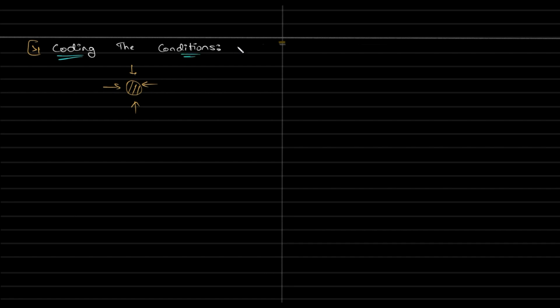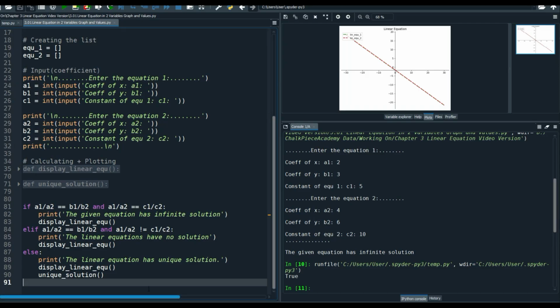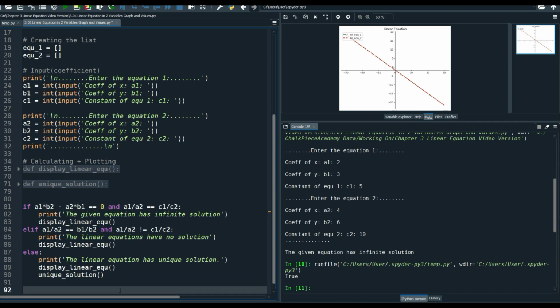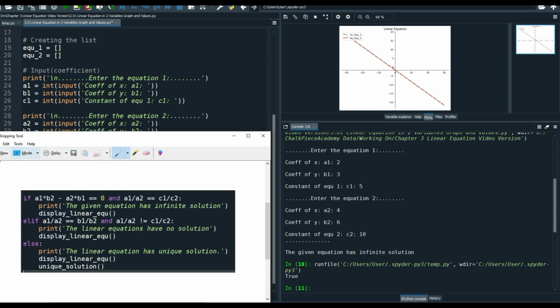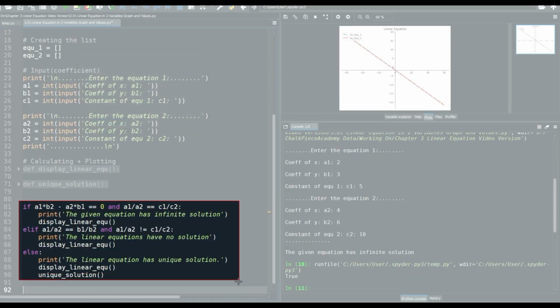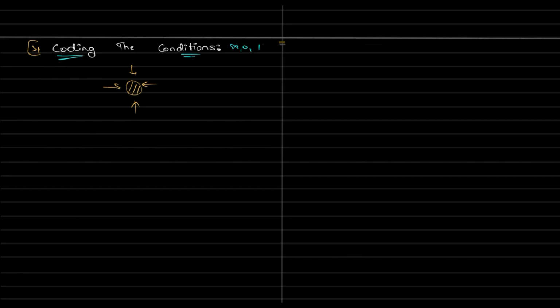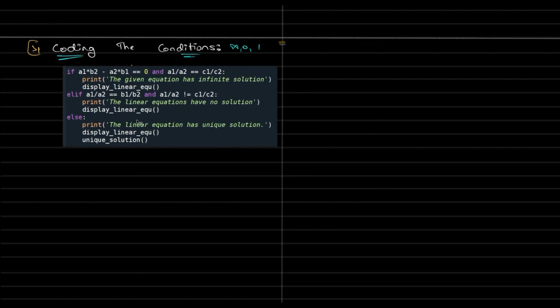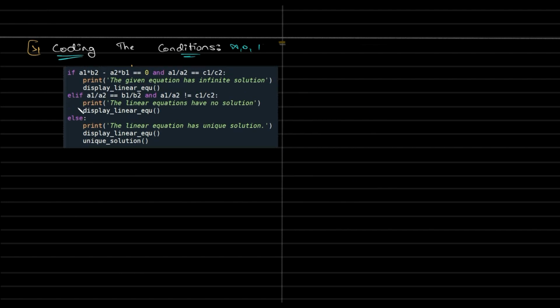So of the conditions, talking about infinite, zero, or one solution, that is a1 by a2 being equal to or not equal to the other ratios. So we're looking at that condition with a different perspective, using this particular code. The code is a bit lengthier, so I'm not showing you all of it, but I'm showing you the conditional part only. That's the first thing. Second thing is the code itself.